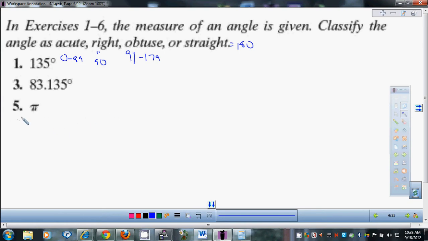I'm going to add one more in here. But first, number 3, acute or obtuse? Acute. 5. Right. Because pi equals 180 degrees. So that would be straight. Let me add one more in here. See if you can get this one.